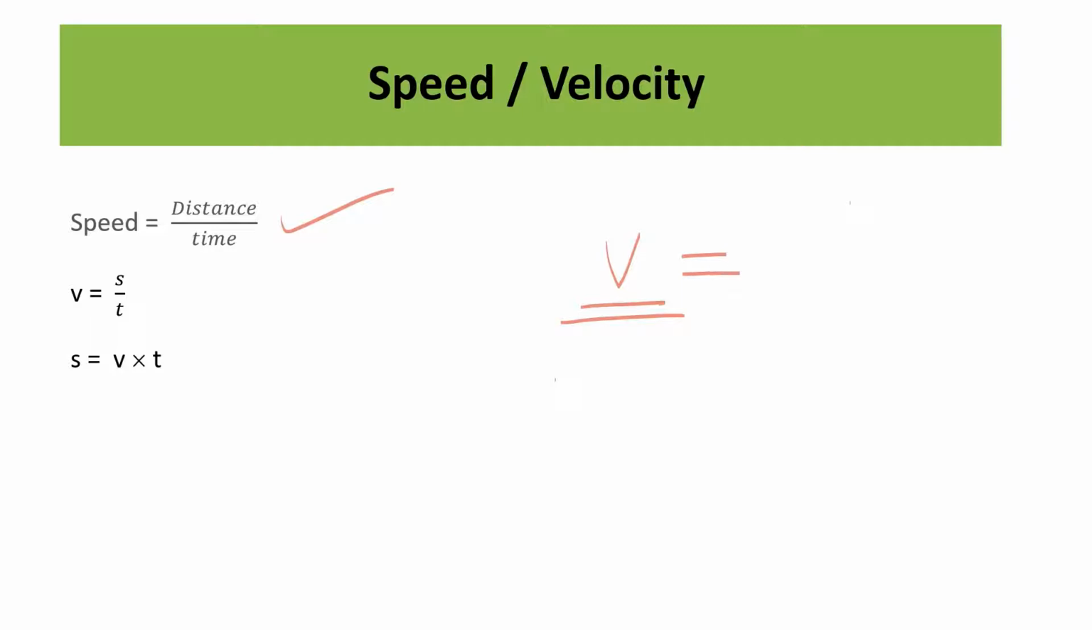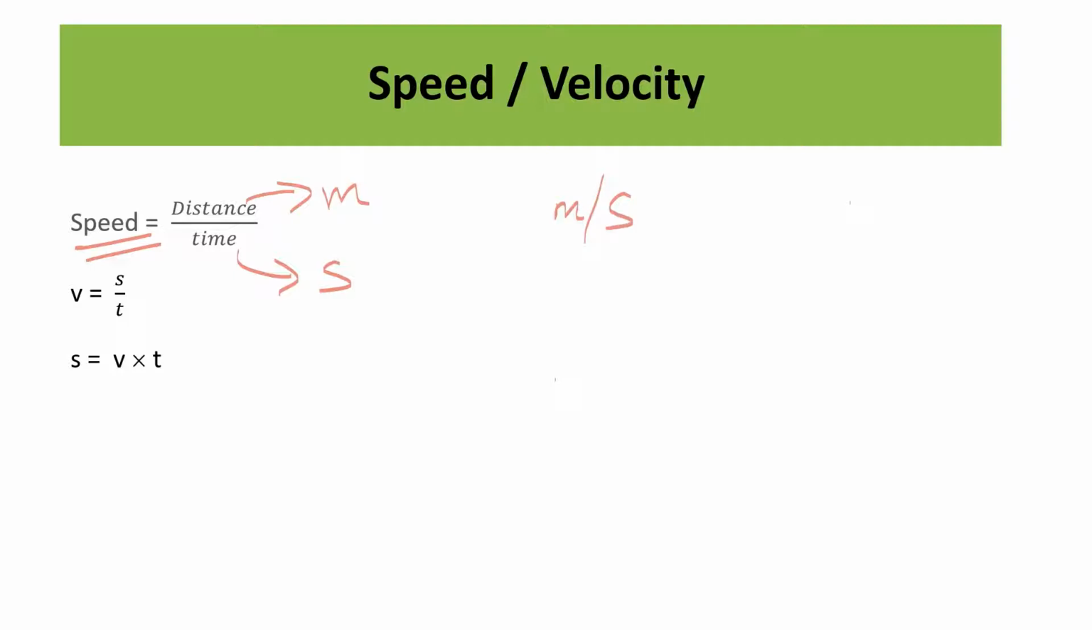V is equal to S by T. Distance or displacement is represented using the letter S. Distance is always measured in meters. It is the SI system of unit. Time is in seconds. Therefore, speed will have the unit meter per second in the SI system.